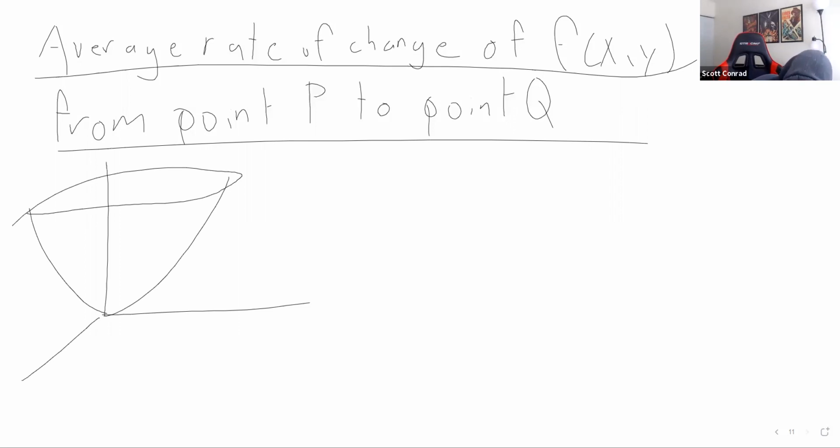Okay, so suppose we have a point P and a point Q in the xy plane. If we look at the graph, so if we look at the point on the graph above P and the point on the graph above Q, let me say this is Q here. So the average rate of change here, and sort of the average steepness of the graph between these two points.